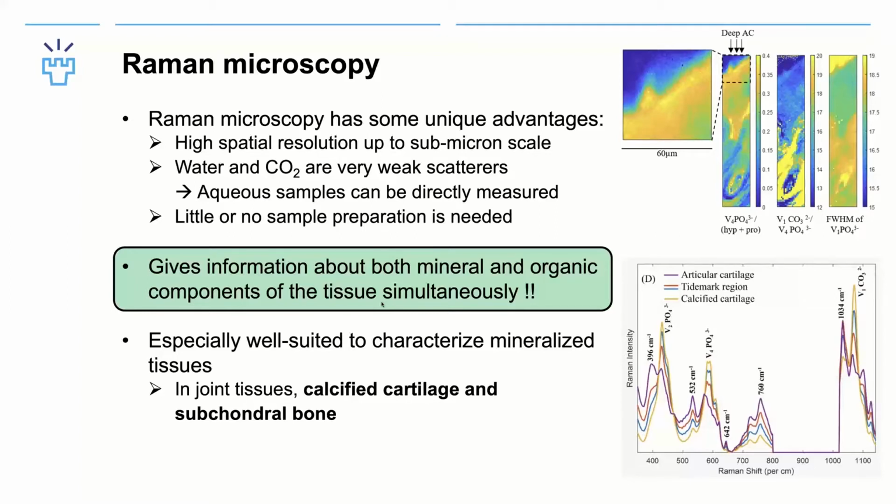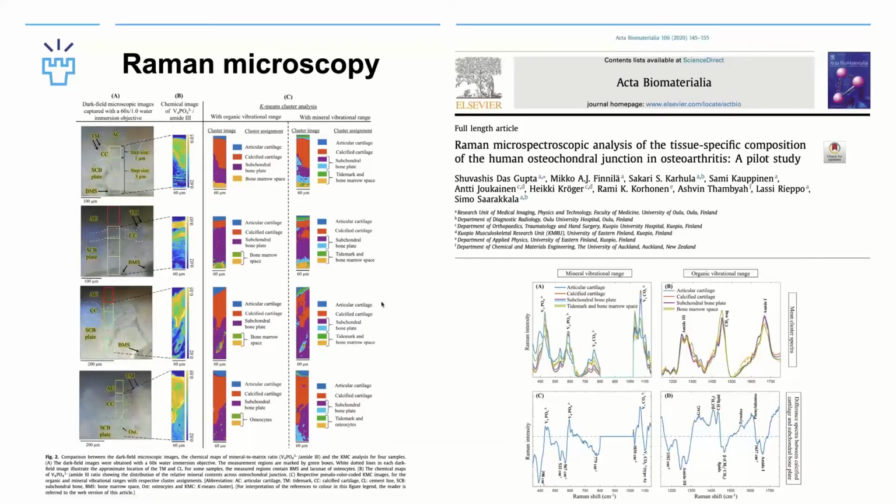Now when we think about mineralized tissues within the joint, we talk about calcified cartilage and subchondral bone. And this is what we have been doing in our lab. Last year we published a study in Acta Biomaterialia where we looked at the Raman microscopy analysis of the human osteochondral junction. Basically we looked at the interface between the articular cartilage and subchondral bone, and we looked at the mineralization stages there at the interface.